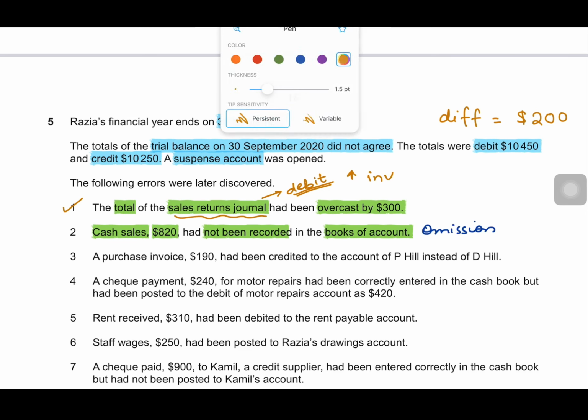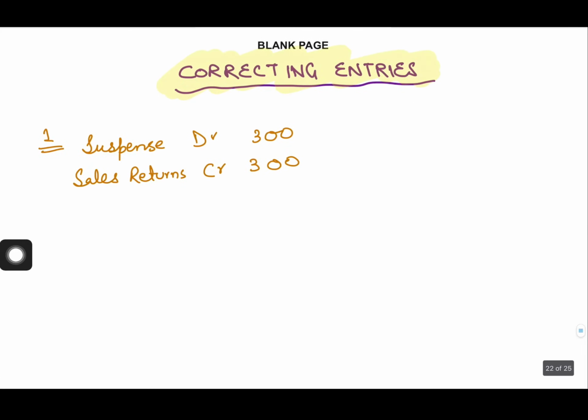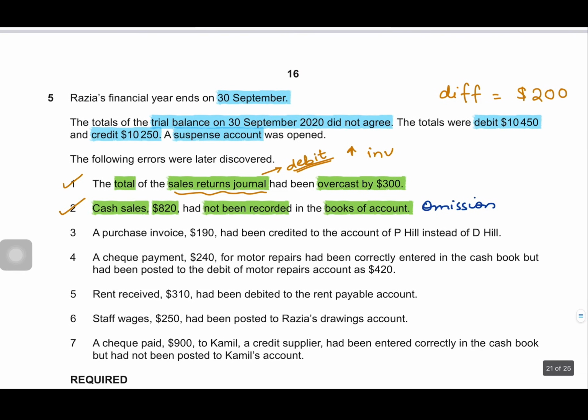Now in order to correct this error, you just have to make the double entry that should have been made in the first place, because we haven't right now debited cash and we haven't credited sales. So that is what we just have to do in order to correct this error. Therefore this will be corrected by debiting cash by 820 and crediting sales by 820 as well. So the suspense account is not involved in this correcting entry because this was an error which does not affect the balancing of the trial balance. Now let's move to the third one.